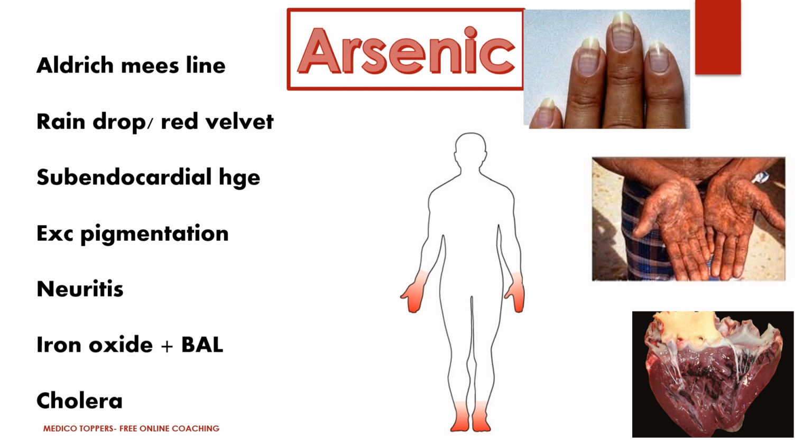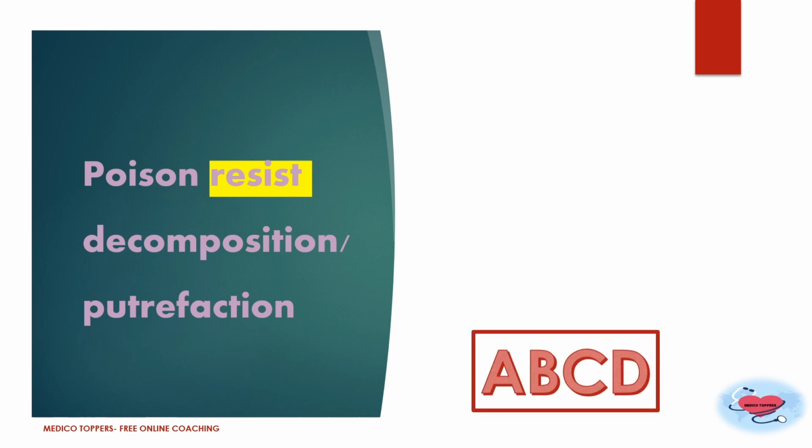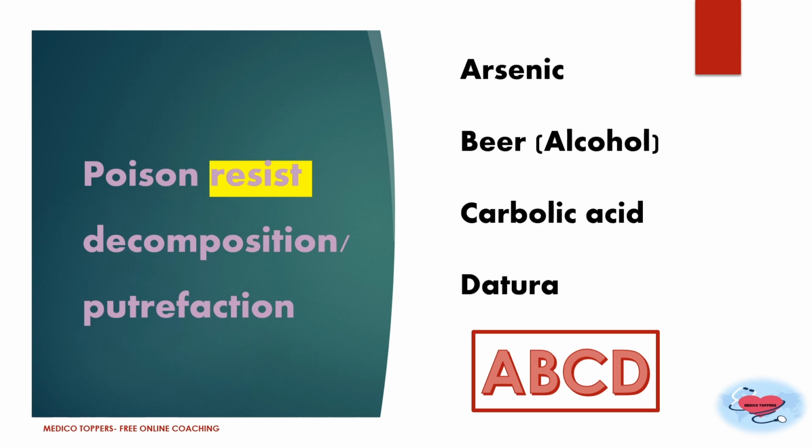Next, poisons that resist decomposition or putrefaction. So for this we have a mnemonic A, B, C, D. A for arsenic, B for beer. Beer is actually not a beer, that indicates alcohol, arsenic and alcohol. C for carbolic acid, D for datura. So A, B, C, D. You can remember like this. A for arsenic, B for beer, which is alcohol, C for carbolic acid, and D for datura.